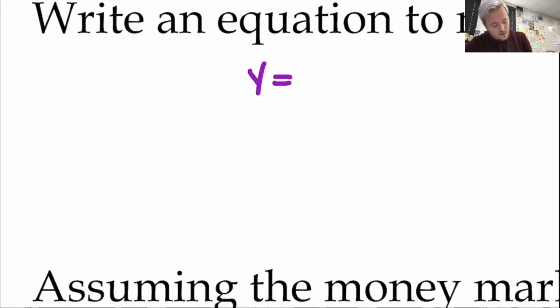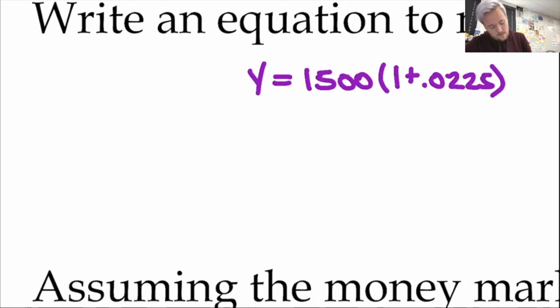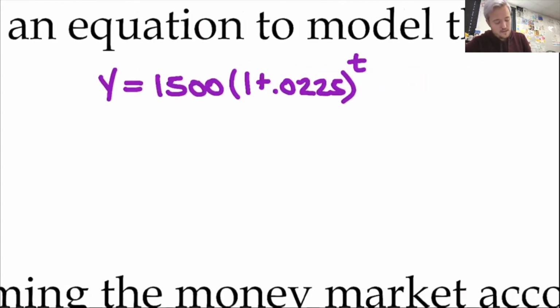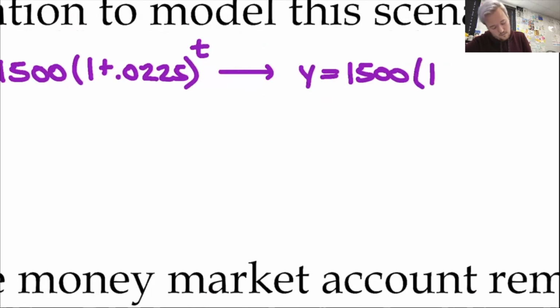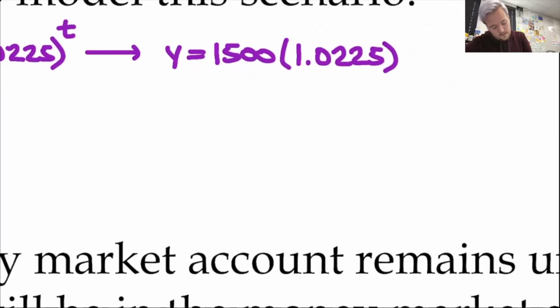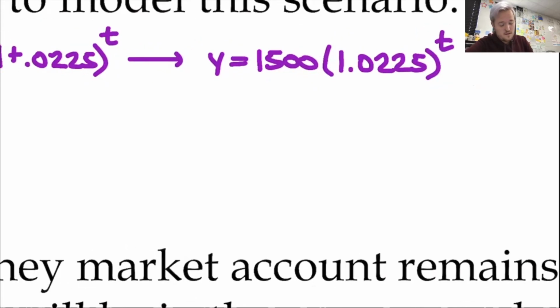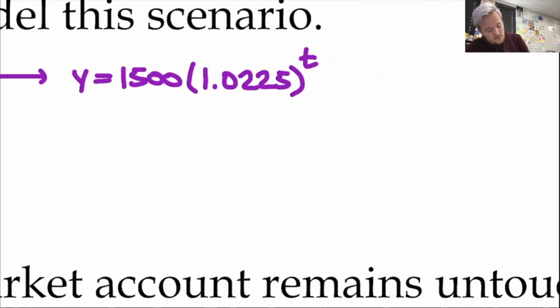So if I want to find it in terms of months, then it's going to be 1 plus 0.0225 to the t. So your equation here is going to be y equals 1,500 times 1.0225 raised to the t. All right, so this is if I'm doing it per month.